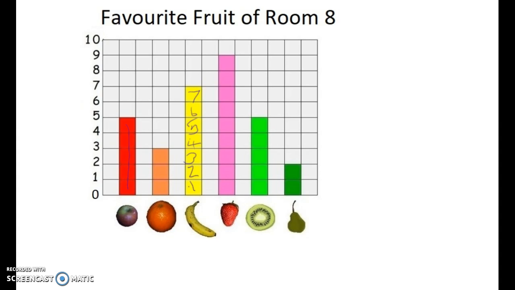Or we can draw along the top of the bar with our finger to the number on the axis. And if you look at the axis, this line shows that 7 people chose banana as their favourite fruit. Can you work out those two ways or use those two ways to work out how many people liked oranges?